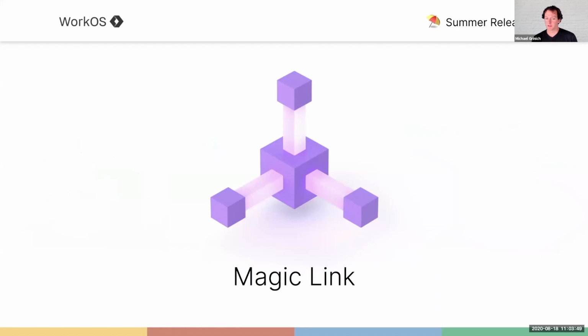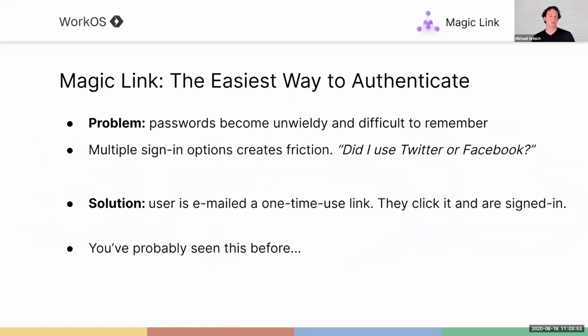So what is Magic Link? So what is the context for this feature? Well, passwords suck is really the short version. Passwords become unwieldy and difficult to remember in organizations. If you think about building a sign-in system, you create all this friction for your users around trying to remember a password or what system they've used to sign in. Did I use Twitter? Did I use Facebook? What did I sign in with?